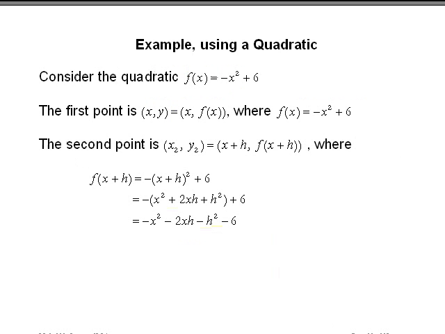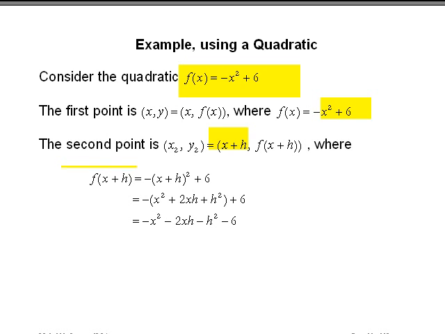An example will make all this clear. We'll start again with our function minus x squared plus 6. The first point is going to be x and f of x, so we just use f of x as it is. The second point, x2, is going to be the distance h away from x, so here it is, x plus h. Don't care what h is right now. And now we have to evaluate the function at x plus h.